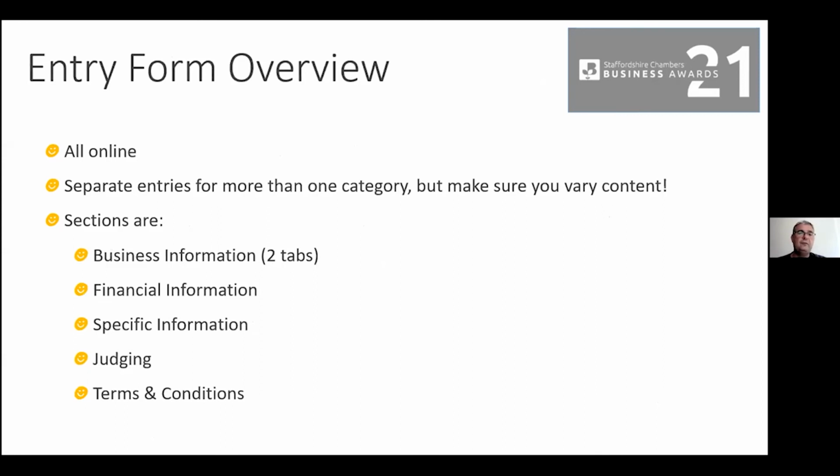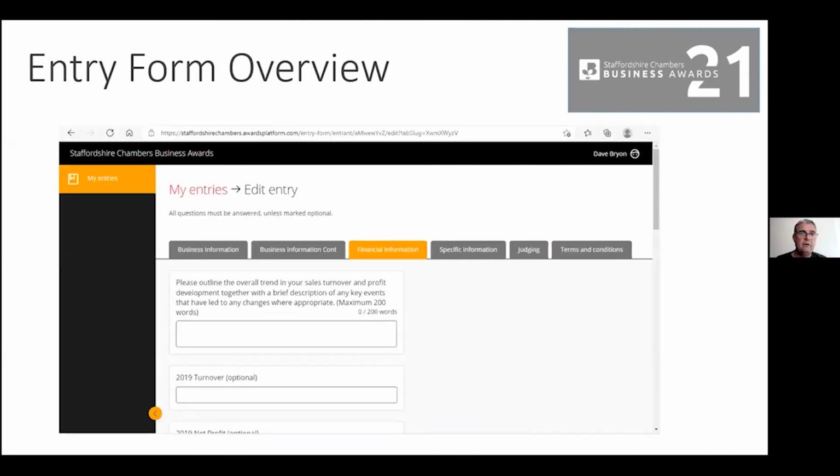If you look at the entry form itself, it's all online now. Separate entries, more than one category. And we're going to go through each of the sections. So there are 2 basic business information sections, a financial information section, a specific information section, judging, and then terms and conditions. So those are the 5 key areas that we're going to have to address. Some of them are very subjective and some of them very objective, just data entry. So you'll create your own profile, if you like.